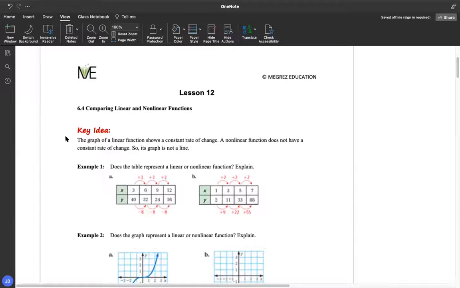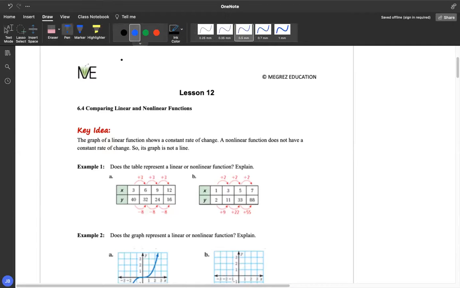The constant rate of change, while a nonlinear function does not have a constant rate of change. So its graph is not going to be a line. It's going to be a mountain. Right, it could be a mountain, exactly. So let's see. Alina was going to walk us through example 1.